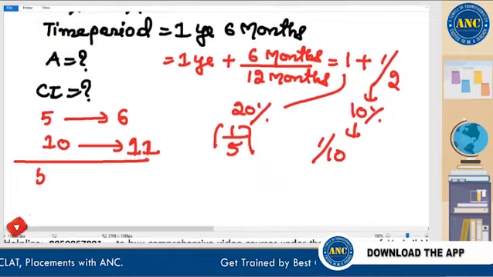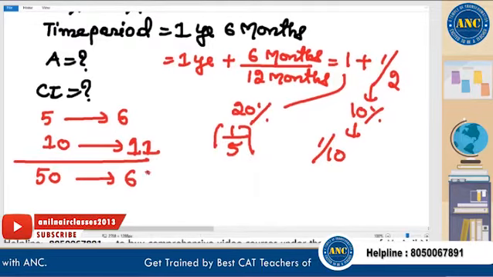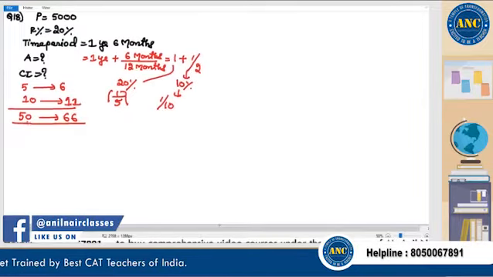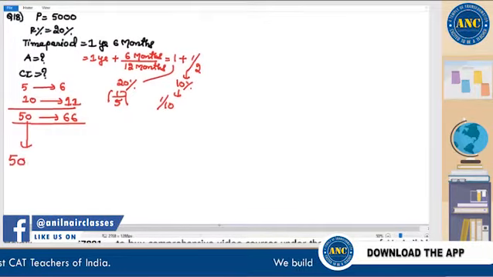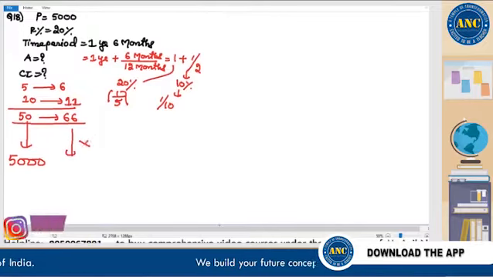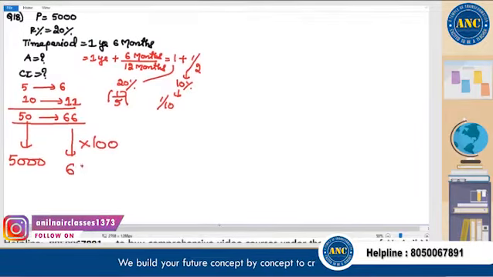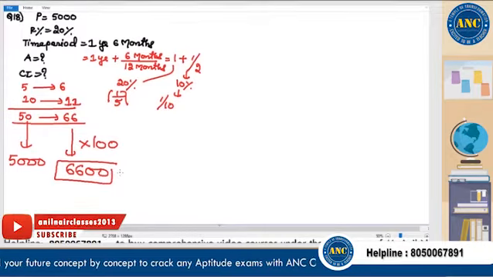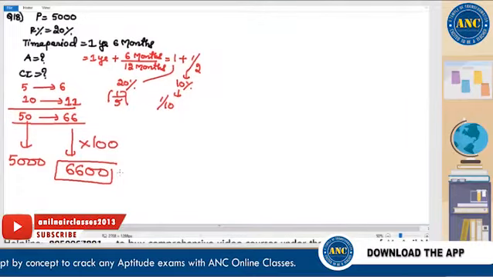5 tens are 50, 6 elevens are 66. 50 is becoming 66. 5000 will become how much? Into 100, 6600. Answer is 6600.